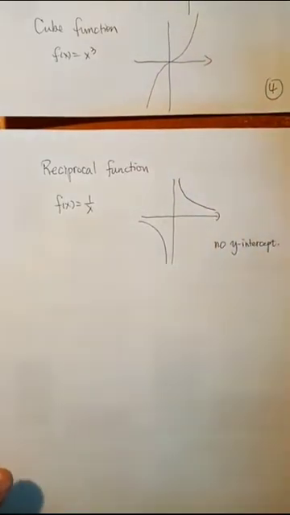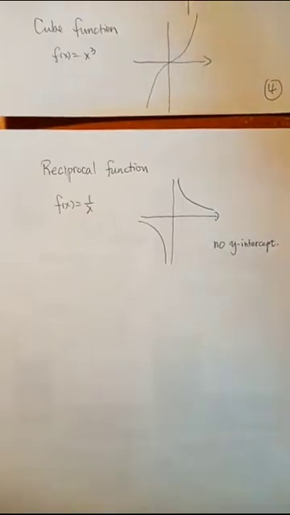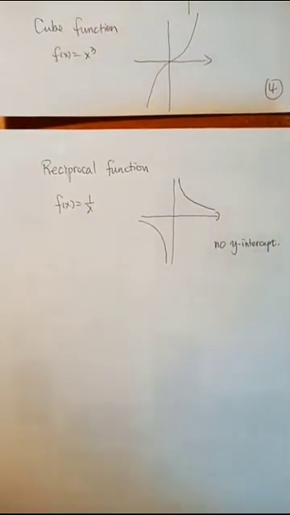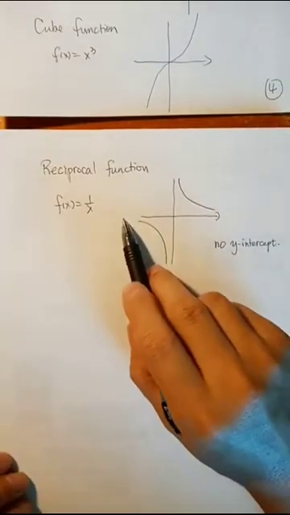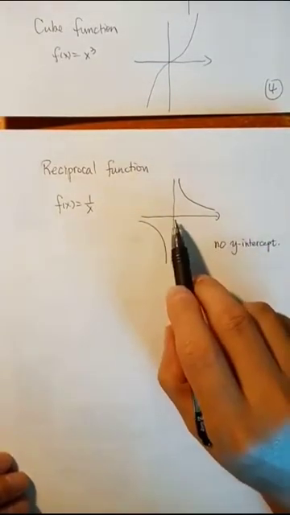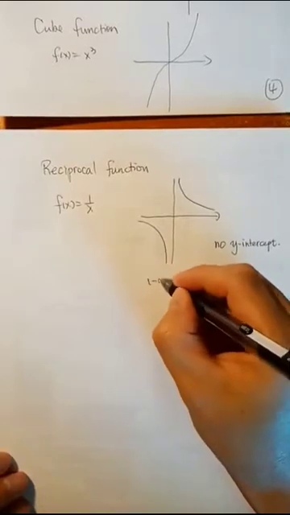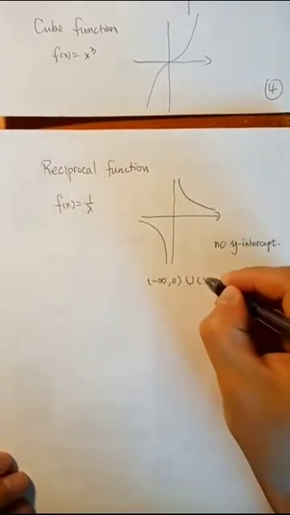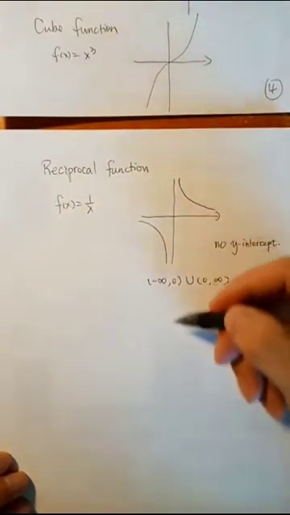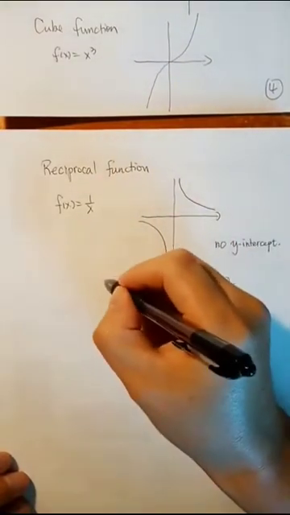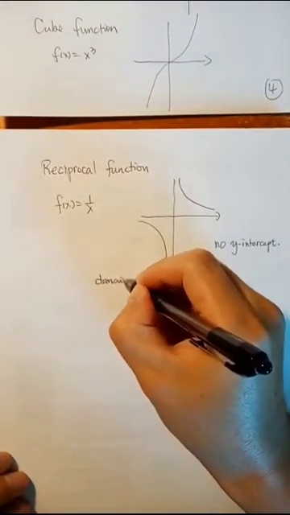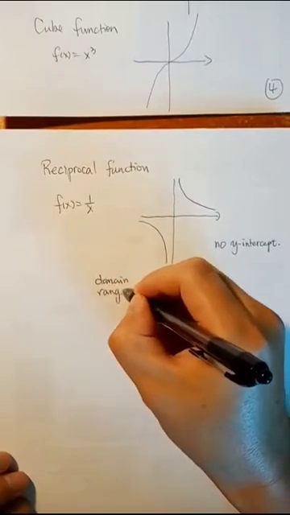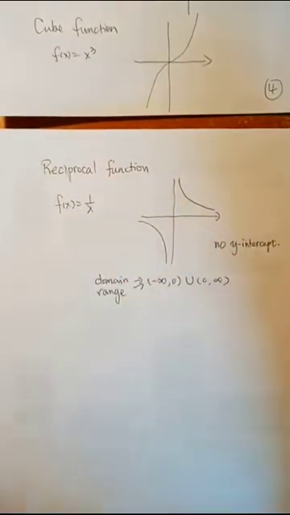Because the y-intercept is always f of 0, the function must be defined at 0. Here the function is undefined at 0, so there is no y-intercept. And the reciprocal function has a domain of negative infinity to 0 and 0 to positive infinity, excluding 0. The range is also from negative infinity to 0 and 0 to positive infinity. So they have the same domain and same range.